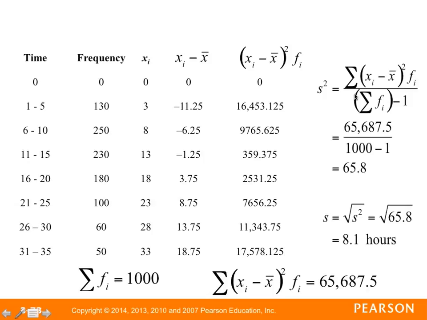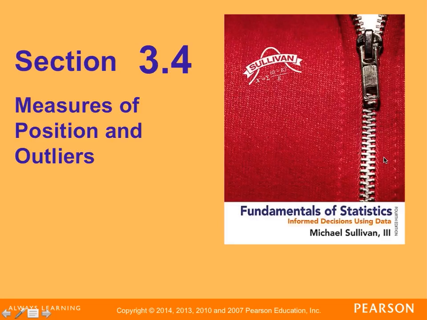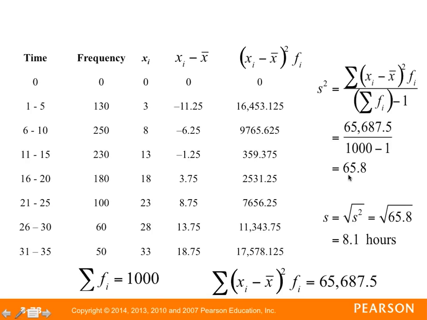So in order to calculate our sample standard deviation, we take our 65,000 and we divide by 1,000, which was our sample size, minus 1, so 999. When we divide it, we get 65.8. So that's going to be our variance. Now, if we want to find our sample standard deviation, we take the square root of our variance. So we take the square root of 65.8 and we get 8.1 hours.